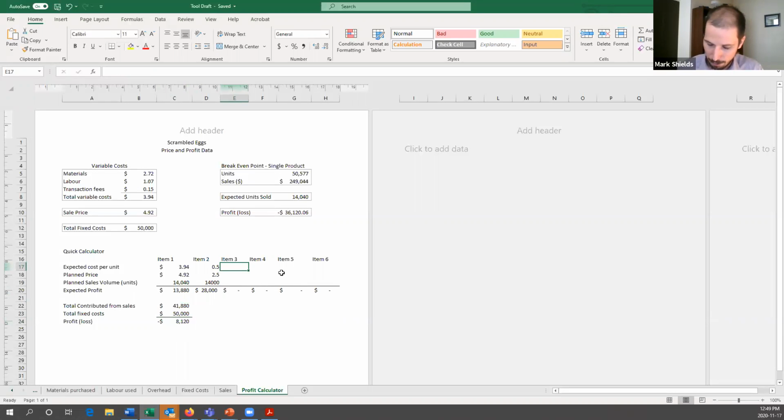One last thing, we add in our French toast. Maybe that costs us $4 to make, but we can sell it at a much higher price point. We can sell it at $8, and we're going to sell a few less of these because they're more expensive. So maybe we'll only sell 10,000 of those. Now we're in a profit situation.